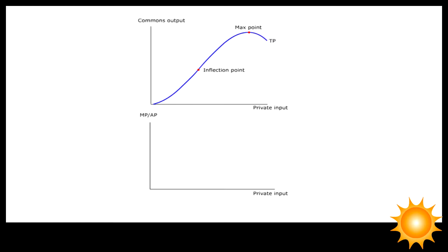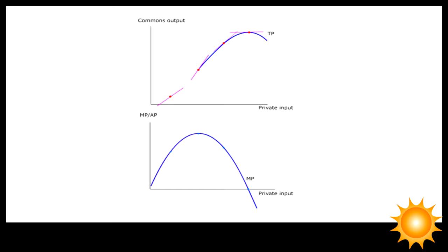The different phases of returns to additional private input can be illustrated more clearly by plotting the marginal product curve. The marginal product at a given level of input is measured by the slope of the tangent on the total product curve. Let us measure the slope at 4 different points on the total product curve and plot the values of the respective slopes onto the marginal product panel. First point, second point, third point, and the last point. Join the points to form the marginal product curve.